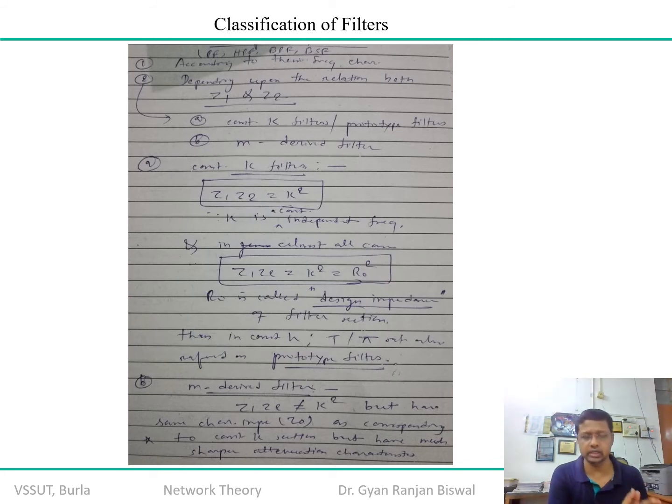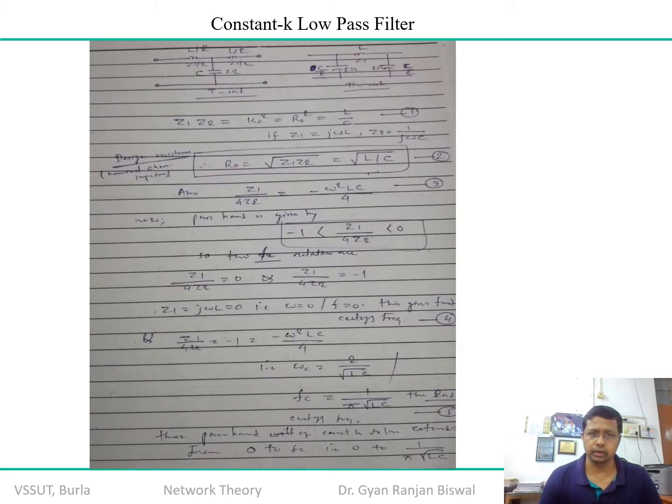Once you violate this condition, whether this factor z1 upon 4 z2 is less than -1, or greater than 0, then you are switching to the stop band, which doesn't allow your frequency component to pass. So that's how the two cutoff frequencies f1 and f2 are decided, and we design any particular filter.